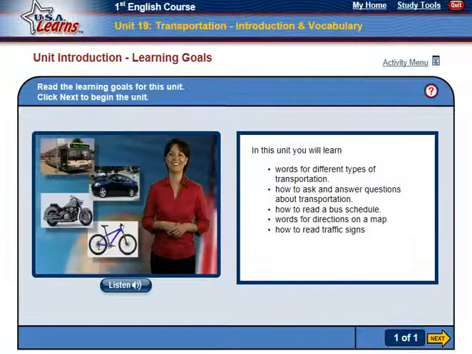In this unit, you will learn words for different types of transportation. You will learn how to ask and answer questions about transportation. You will learn how to read a bus schedule. You will learn words for directions on a map. And you will learn how to read traffic signs.